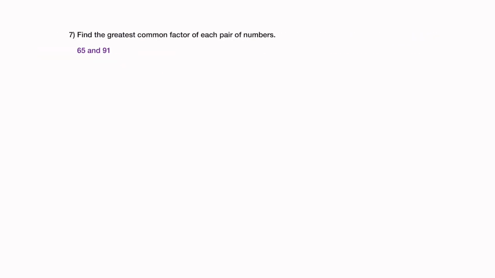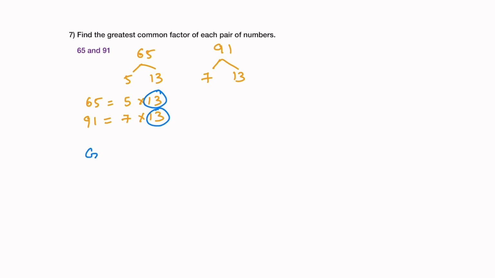65 and 91. Well, 65 is 5 times 13, prime factors, done. And 91 is 7 times 13, prime numbers, it's done. Okay? So we say 65 equals 5 times 13 and 91 equals 7 times 13. What's the common one? 13, 13. So the greatest common factor, write the whole thing, for 65 and 91 is 13.